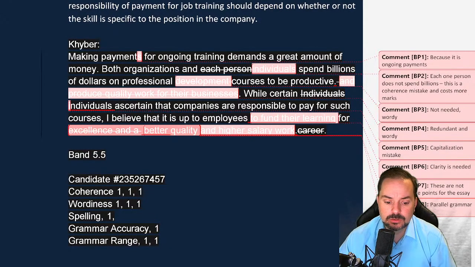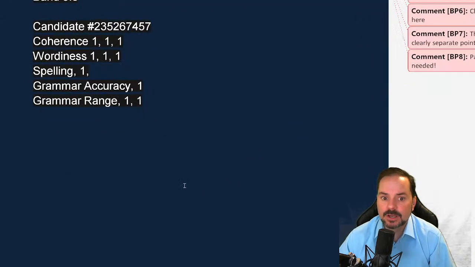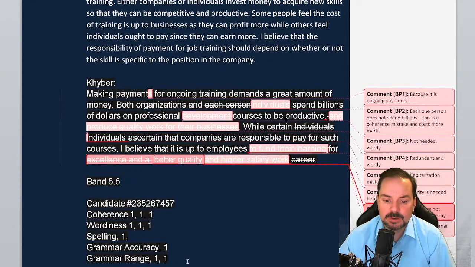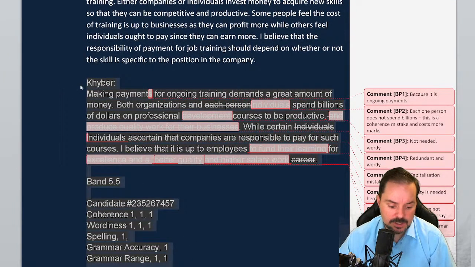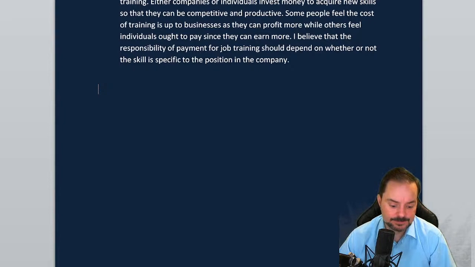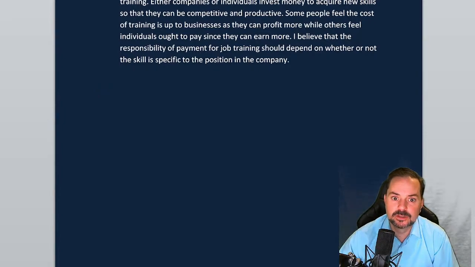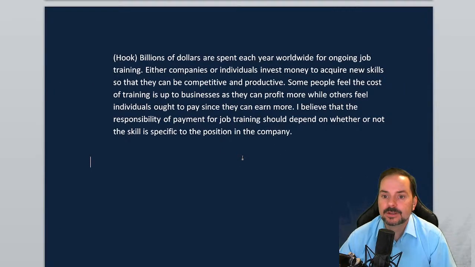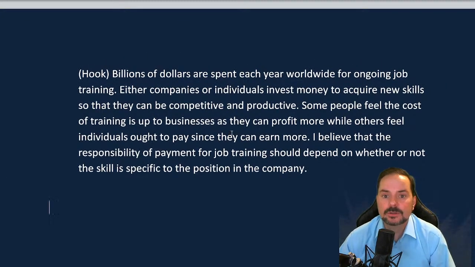So, let's go back to the lesson and work on the body paragraphs, okay? All right. So just so we can see the page a little bit better, Kyber, I'm going to remove all of that. Let's put it into a new one here. We'll get rid of that. Okay. And then we'll go back to the essay here.